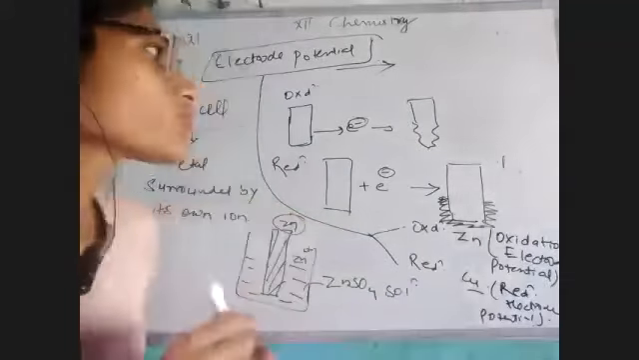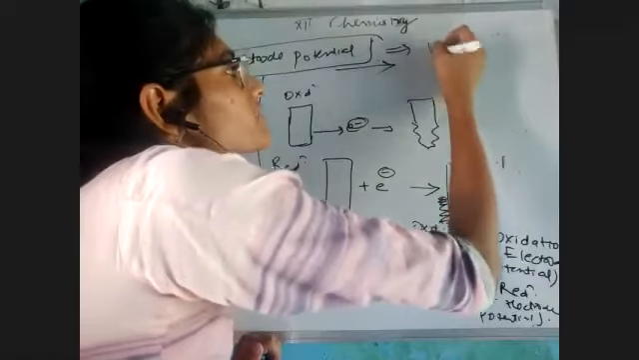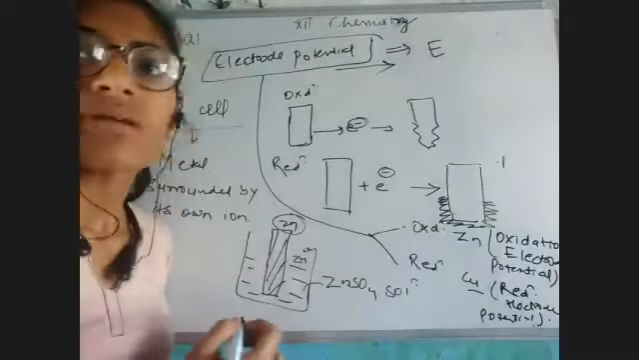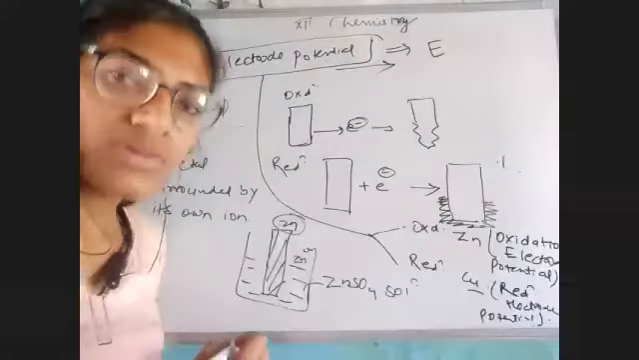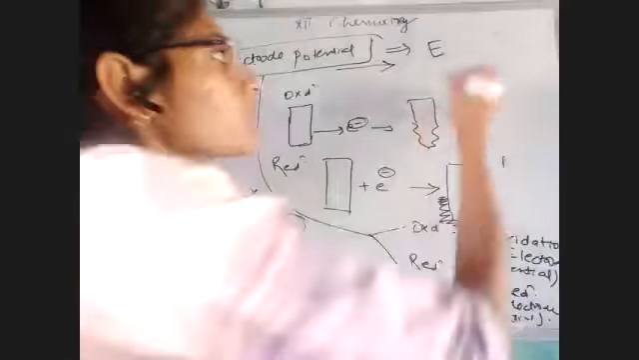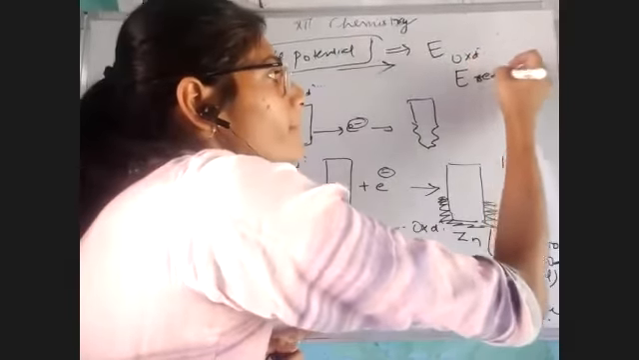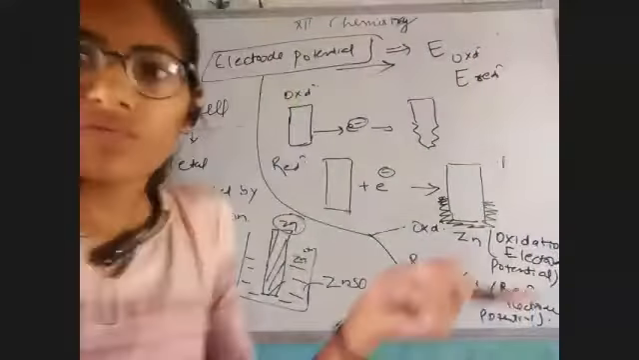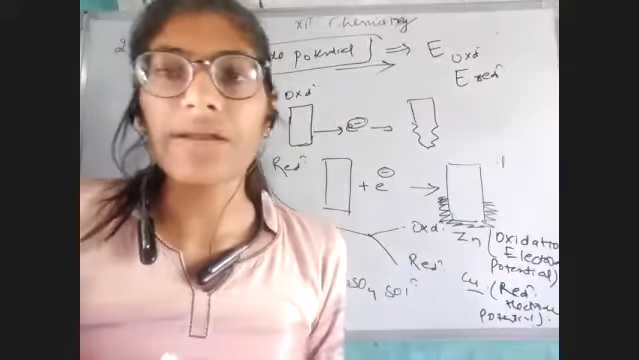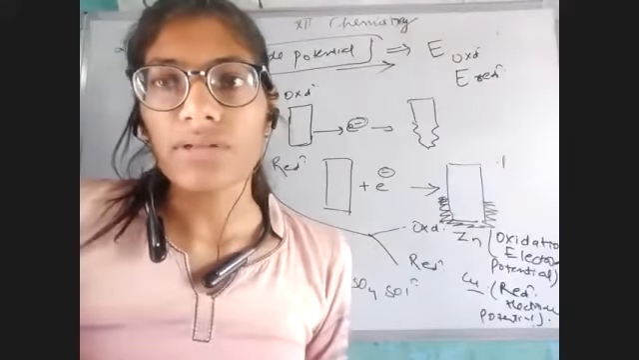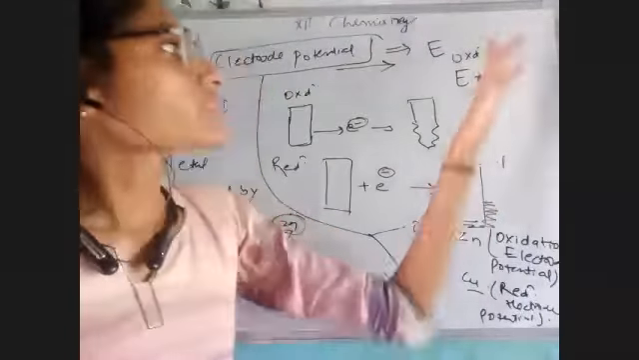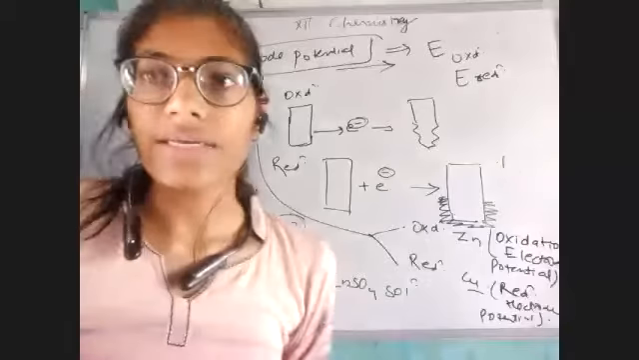One more thing I want to say, electrode potential is defined as E. Okay, and I have told you that it has two different types. So E oxidation, E reduction. Or we can say E anode, E cathode, depending upon which is taking place. So it is denoted as E oxidation as well as E reduction.